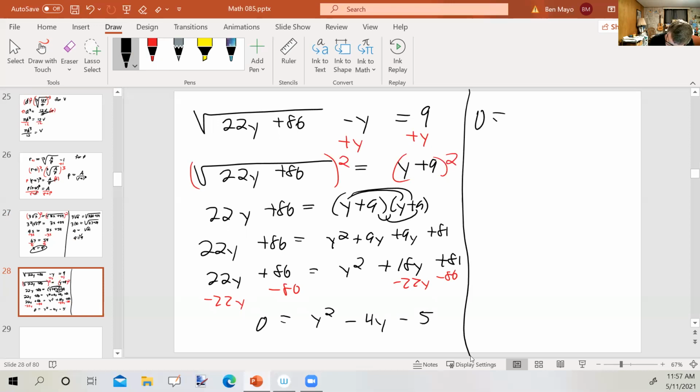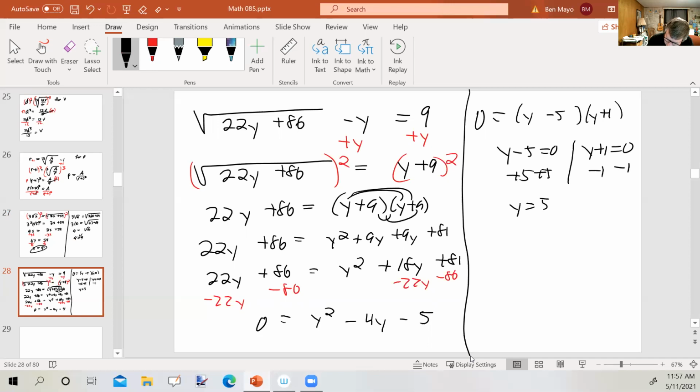Factoring that, we get 0 equals, let's see, minus 5 and a plus 1. So then y minus 5 equals 0, y plus 1 equals 0. Add 5 to both sides, y equals 5. Subtract 1 from both sides, y equals -1. So we've got two potential solutions. Going to copy the problem on the next page and come back to check it again.